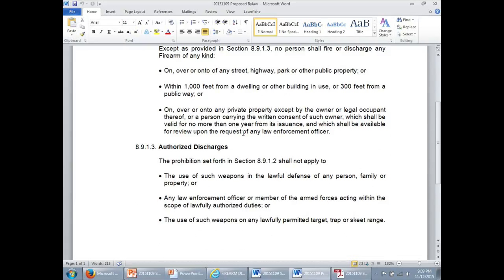Lastly, the proposed bylaw defines authorized discharges. Authorized discharges, the prohibition set forth in section 8.9.1.2 shall not apply to the use of such weapons in the lawful defense of any person, family, or property, or any law enforcement officer or member of the armed forces acting within the scope of lawfully authorized duties, or the use of such weapons on any lawfully permitted target, trap, or skeet range.